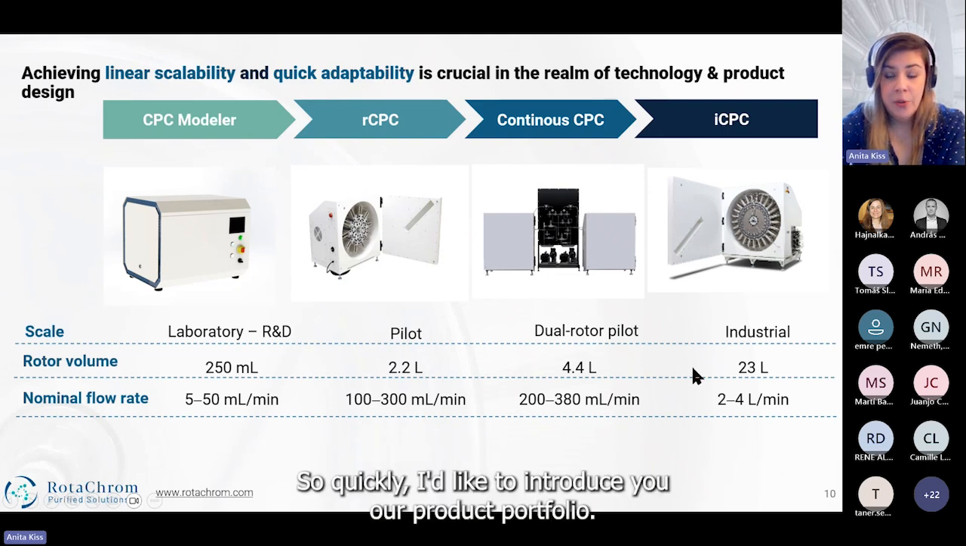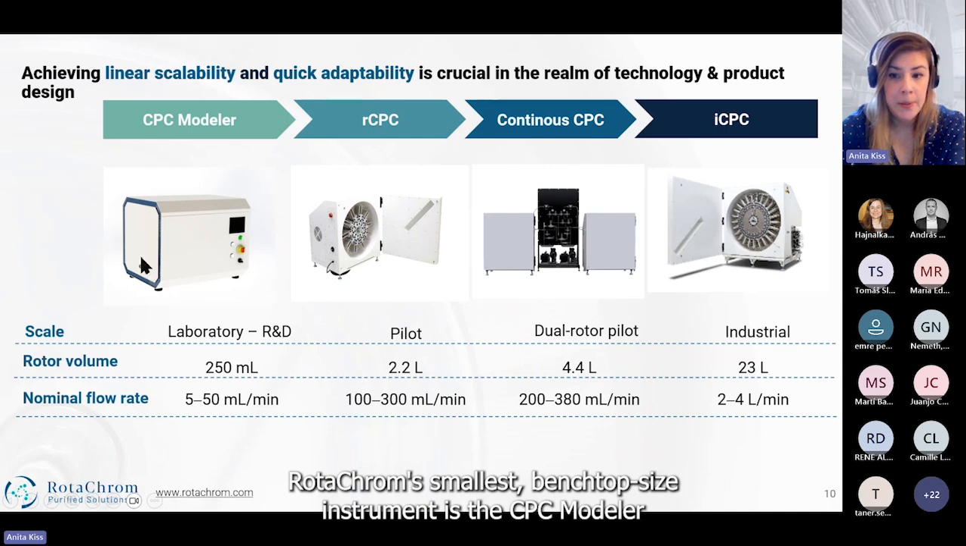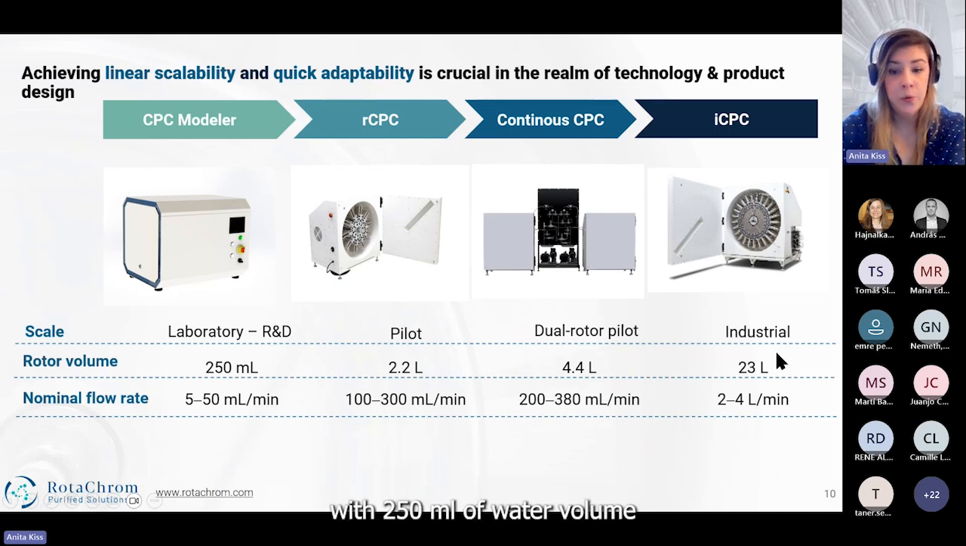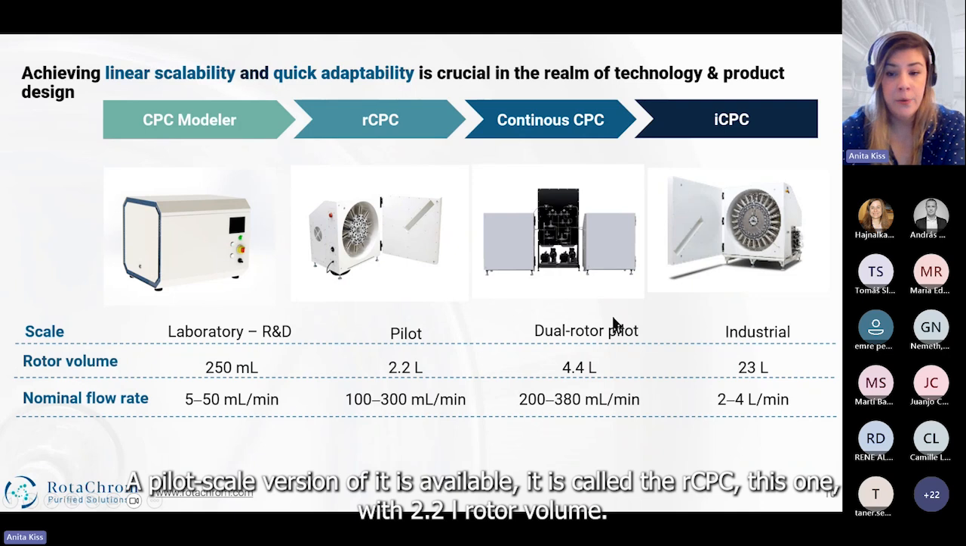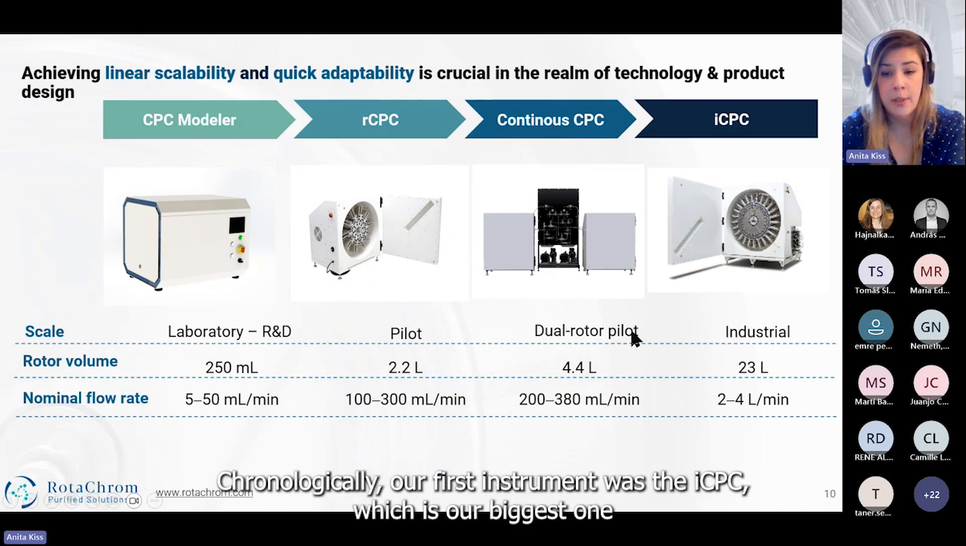So quickly, I'd like to introduce you our product portfolio. RotaChrom's smallest benchtop size instrument is the CPC modeler with 250 milliliters of rotor volume for smaller laboratory scale separations. A pilot scale version of it is available. It's called the RCPC, this one, with 2.2 liters rotor volume, and chronologically our first instrument was the ICPC, which is our biggest one.